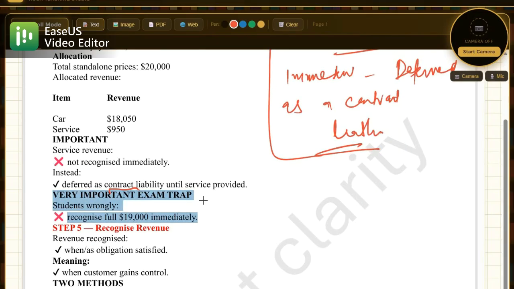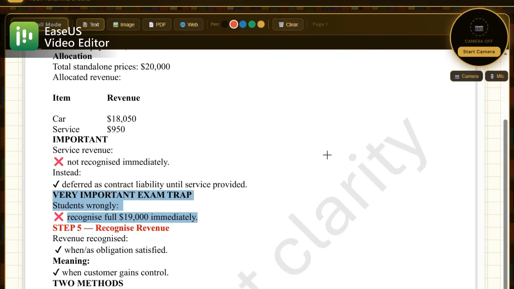Now let me show you the exam trap. Students wrongly recognize the full 19,000 immediately, and this is a wrong concept. Remember the service obligation is still pending, so part of the revenue must be deferred. Clear? And this is all about the allocation of the transaction price.